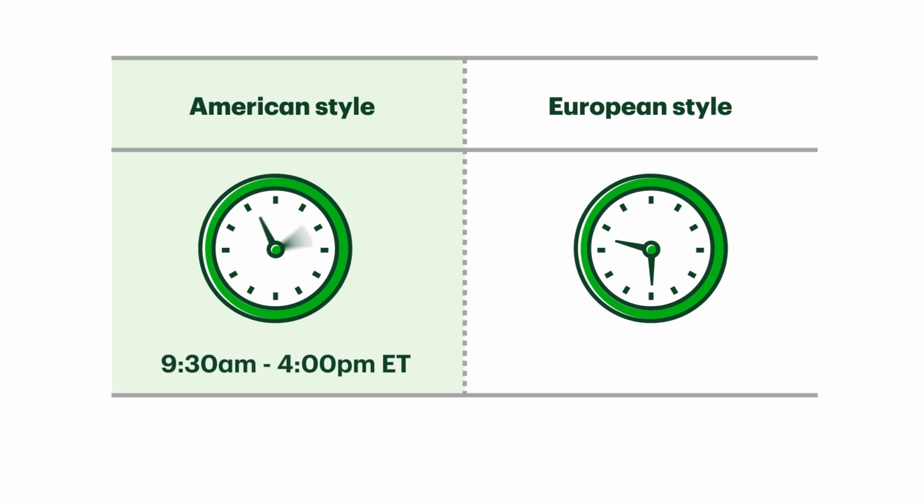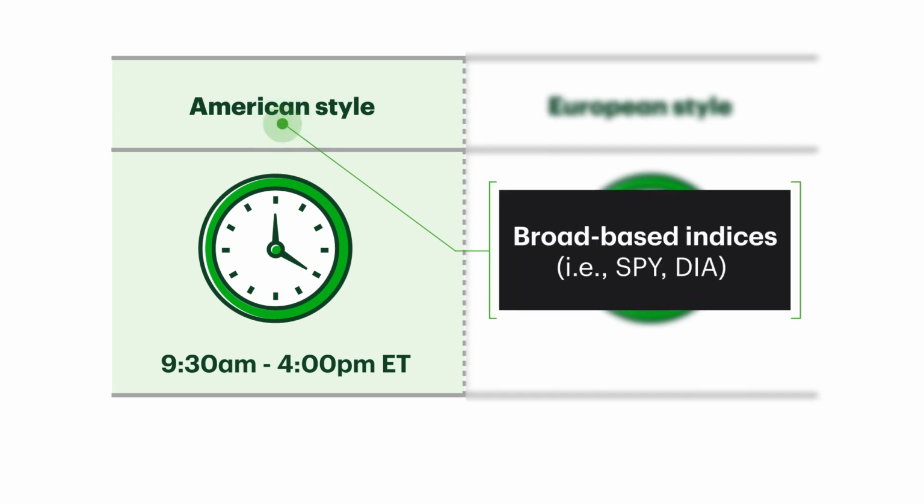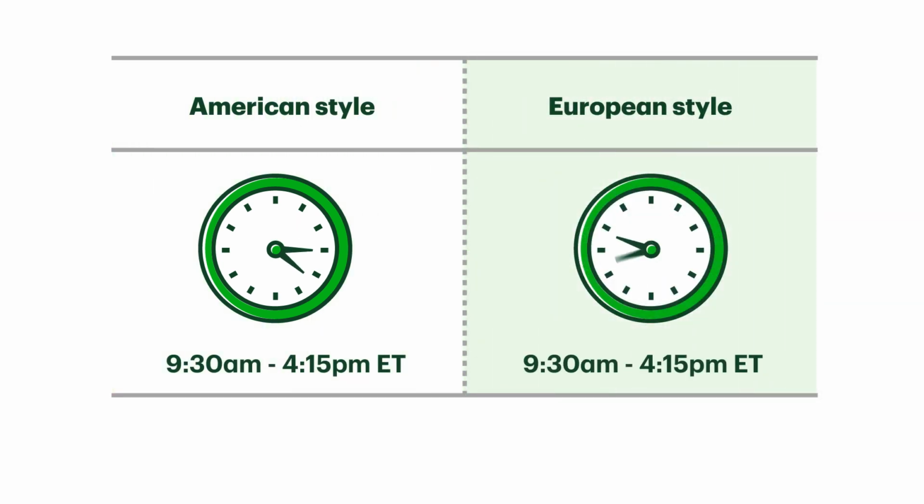The final difference between American and European options we'll cover is their trading hours. American options generally trade from 9:30 a.m. to 4 p.m. Eastern Standard Time, but there are exceptions. Some American-style ETF options for broad-based indices like SPY and DIA run a little longer until 4:15 p.m. Eastern. Meanwhile, European options trade from 9:30 a.m. to 4:15 p.m. Eastern.